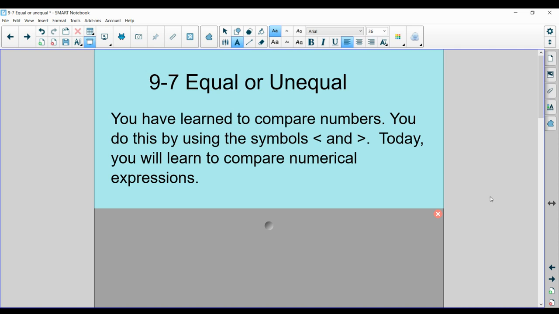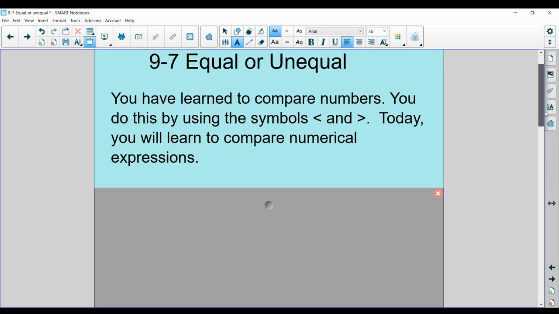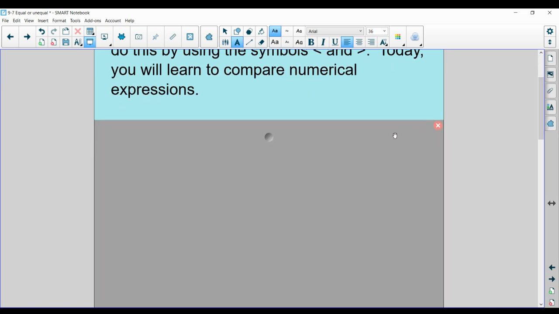Now remember, last week we did numerical expressions, and those were different than number sentences because they just expressed a sentence in numbers. There's no answer, so there's no equal sign to a numerical expression. There is to a number sentence. Okay, so let's take a look at a problem. We're going to compare numerical expressions.